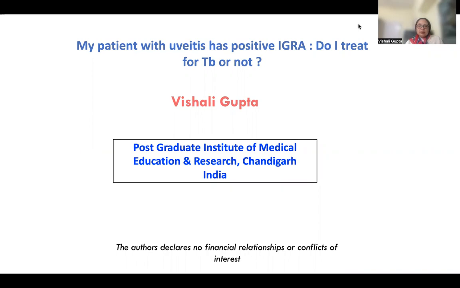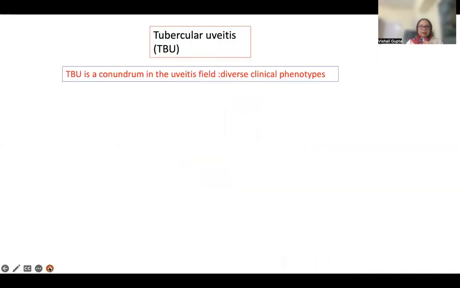The topic that has been given to me is: my patient with uveitis has a positive IGRA. Do I treat it for TB or not? So let's look at how we answer this question.